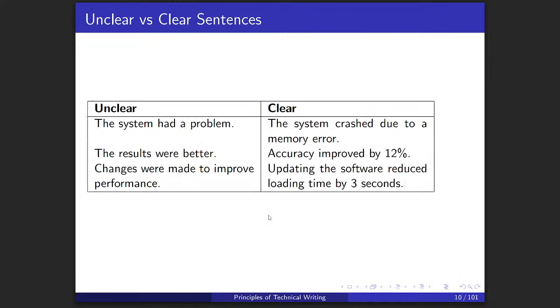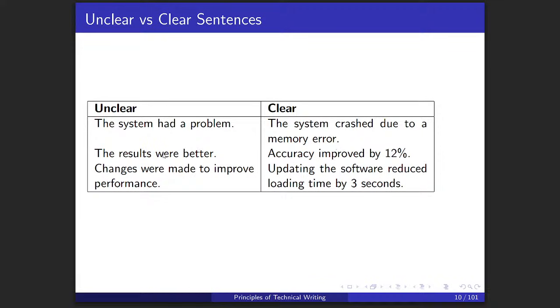Okay. So, unclear sentences versus clear sentences. I have given one example here. The system had a problem. Which system? What problem? It does not give me clarity to understand what the problem is. But if I write in a clear manner, the system crashed due to a memory error, then I can understand, okay, this is the problem.